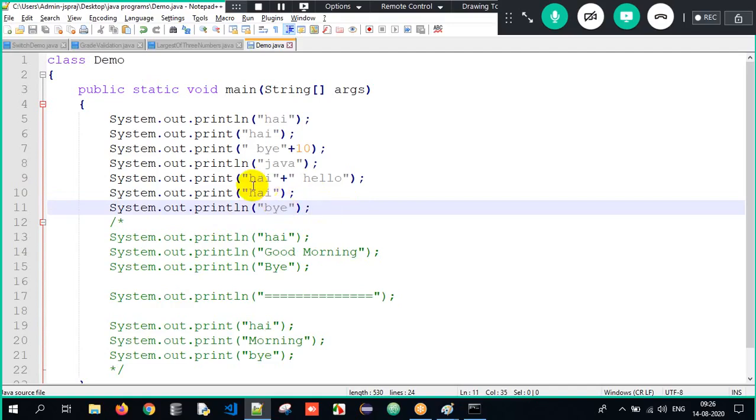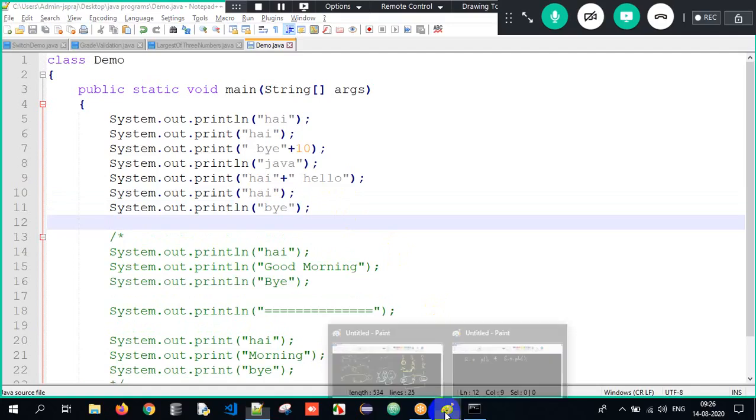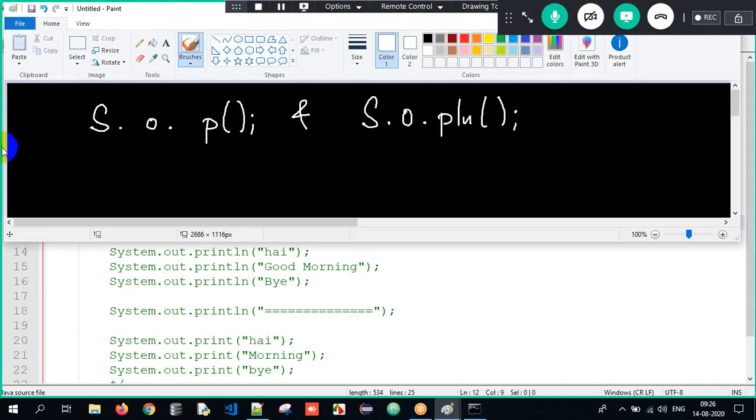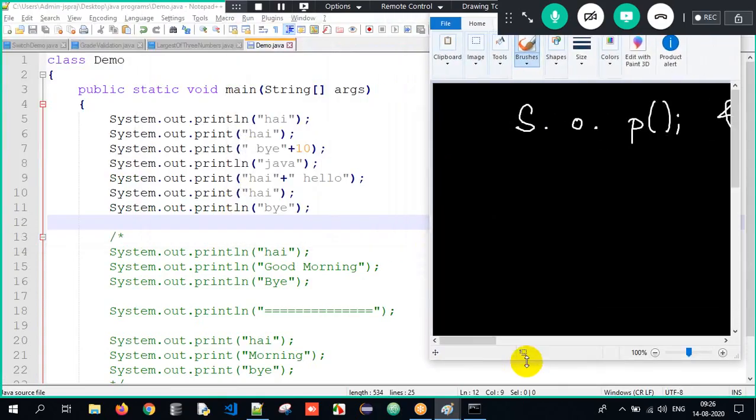Now let us see how it is going to work. What will be your output like? See here, first let me try to derive this. Let me try to derive that particular output here. Just a moment, guys. Let me explain it.